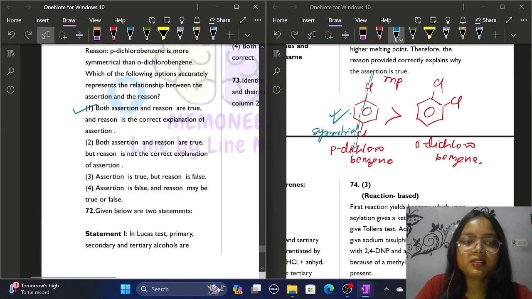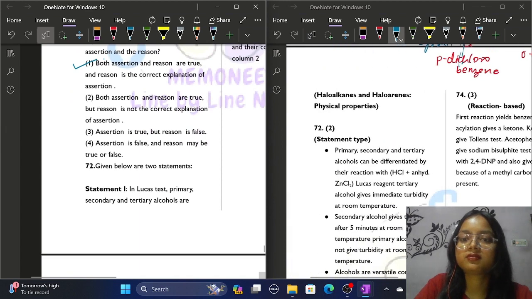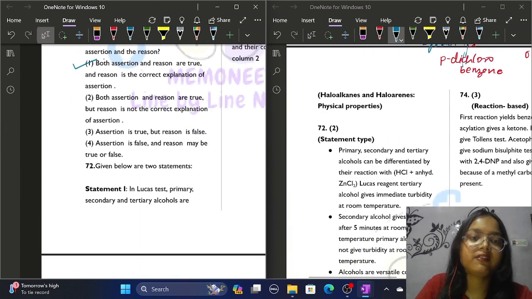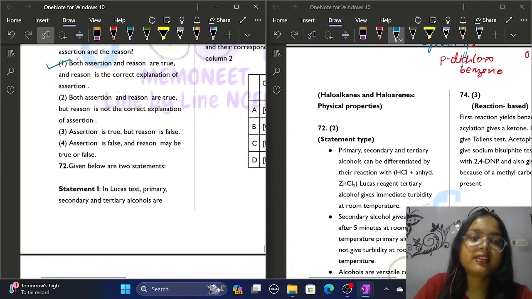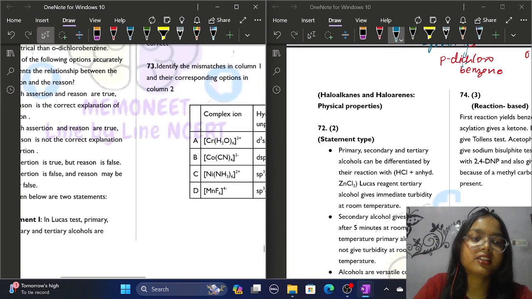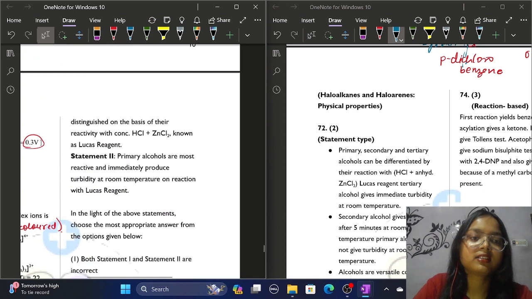For question number 72, given below are two statements. Statement 1: In the Lucas test, primary, secondary and tertiary alcohols are distinguished on the basis of their reactivity with conc. HCl and ZnCl2, known as Lucas reagent. Statement 2: Primary alcohols are most reactive and immediately produce turbidity at room temperature on reaction with Lucas reagent.